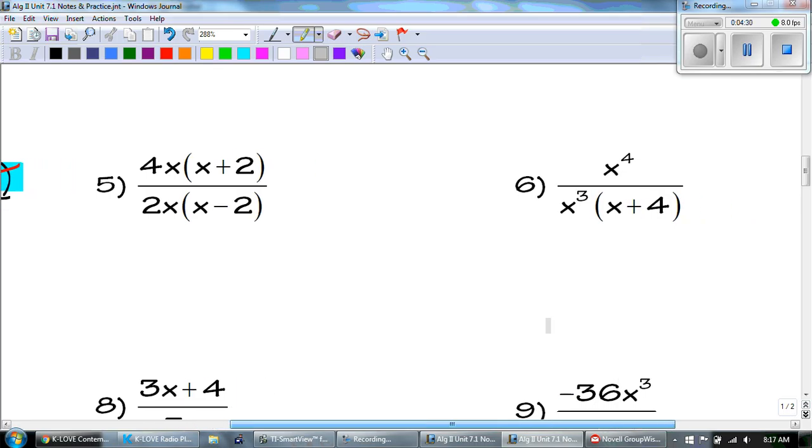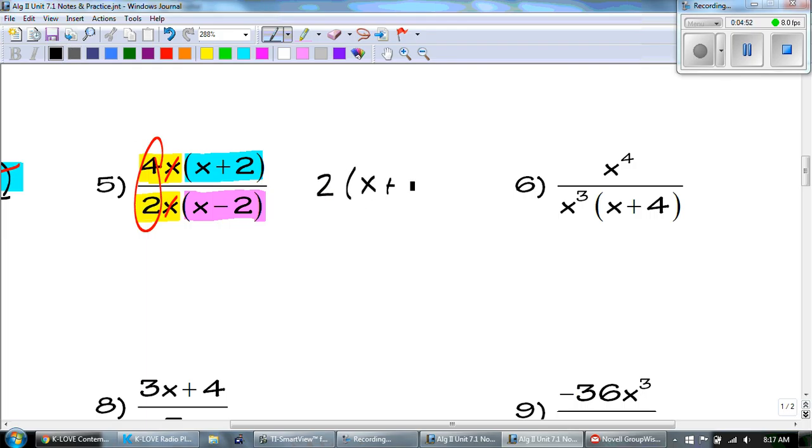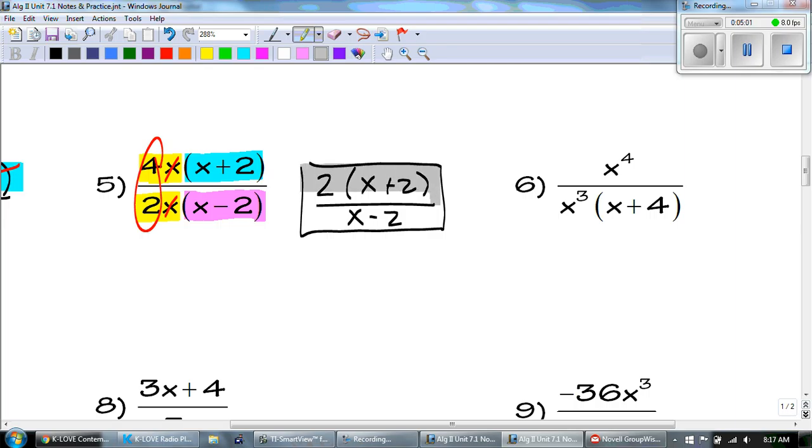All right, number 5. I have 2 monomials and then my polynomials. Now my polynomials are not exactly the same, so I can't cancel them. But I can cancel the x's and then reduce. 4 divided by 2 is 2. That 2 is on the top. I still have the x plus 2. And on the bottom is x minus 2.